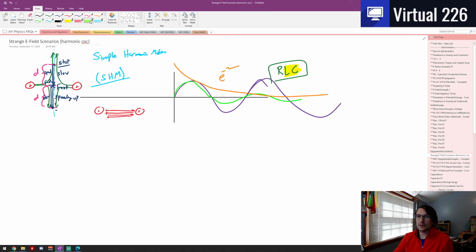Really though, what we should be focusing on is this strange little example and the fact that we do see a harmonic oscillator.